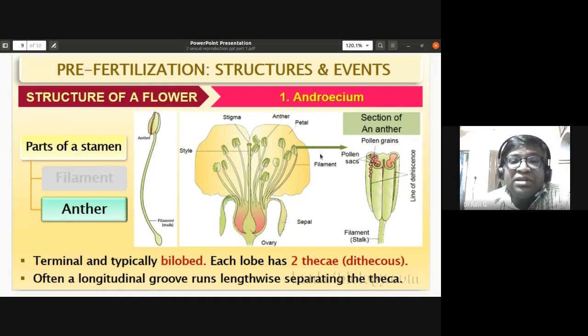Often you can also notice a longitudinal groove runs lengthwise separating the theca. So theca is the cavity. You can notice that the bilobed anther, each lobe has two thecae, and they are separated by the longitudinal groove inside. So two thecae per lobe, totally four you can notice. So the dithecous condition you can notice here.